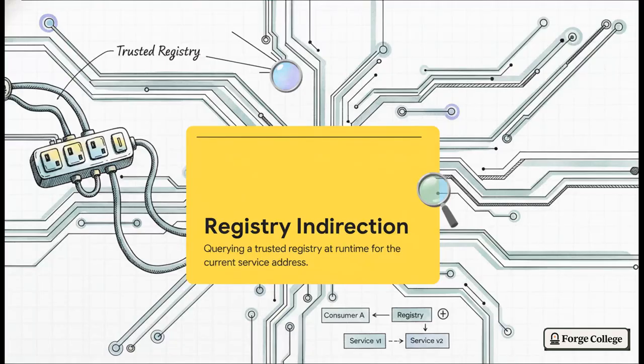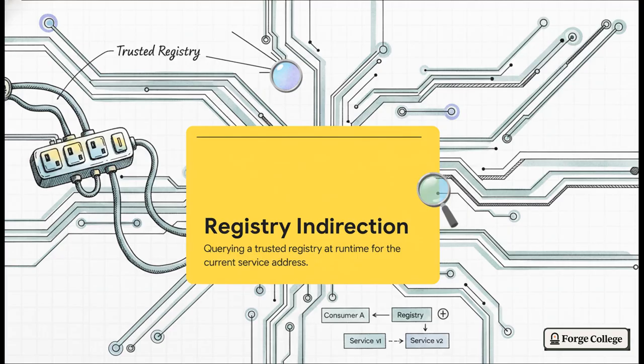Now, what if you're building a highly dynamic environment where you actually need to swap out parts while the machine is actively running? Think of this approach kind of like a smart power strip that routes power on the fly. We call this registry indirection. It means querying a trusted registry contract at runtime to dynamically grab the current service address.